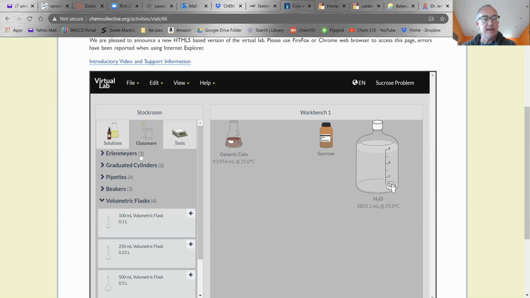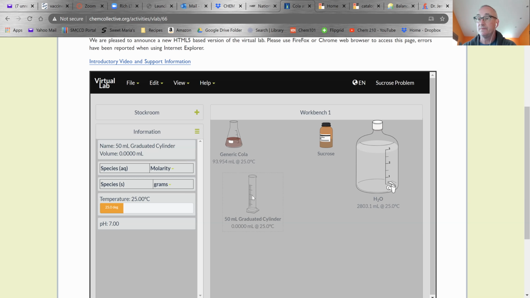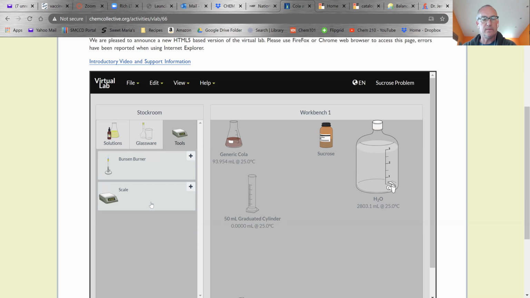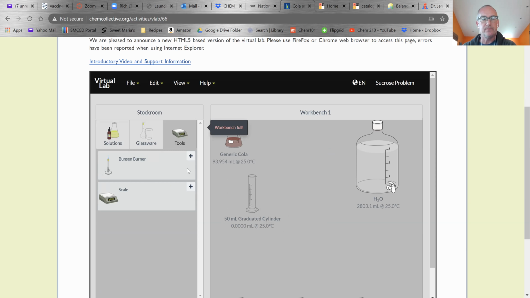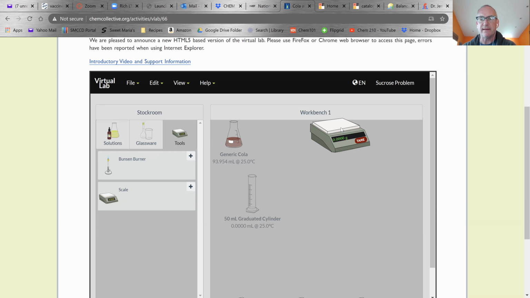What we will use is a graduated cylinder, which isn't as good, but what are you going to do? So we have a 50 mil graduated cylinder. So go back to our stock room, get our scale. Here. Oh, I need to remove something. Here we go. So my workbench is not full. Remove the water. Should be able to have more things than that. Weird.